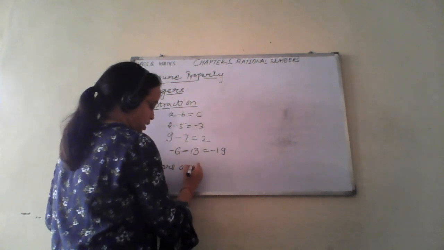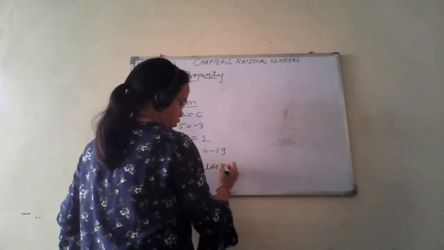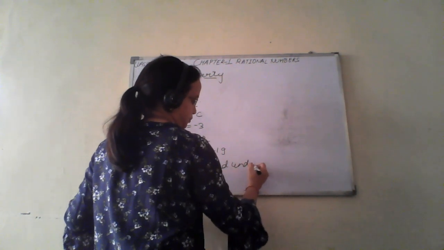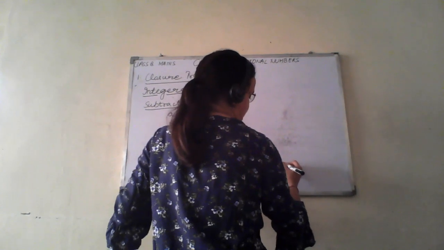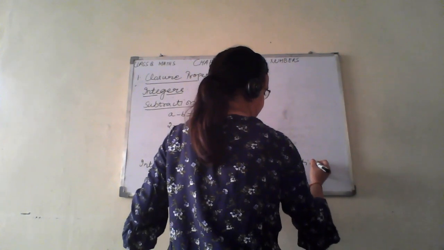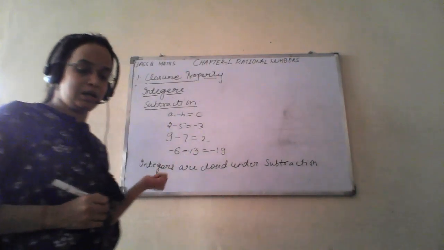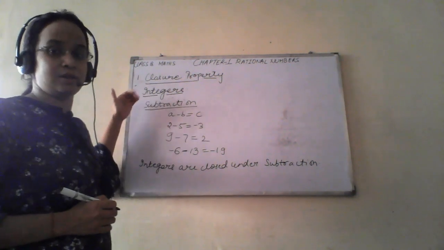Integers are closed under subtraction. Similarly, we can check for multiplication and division also.